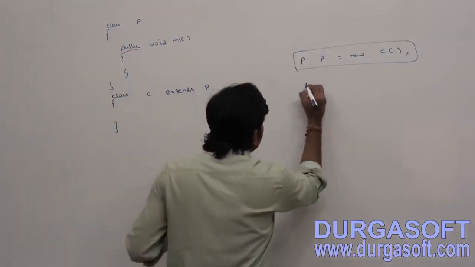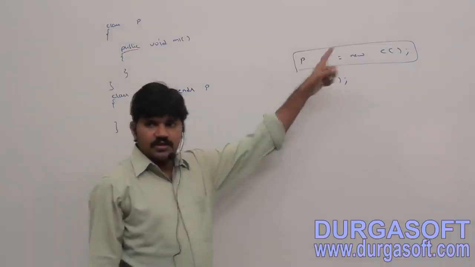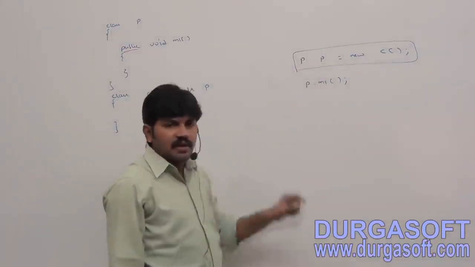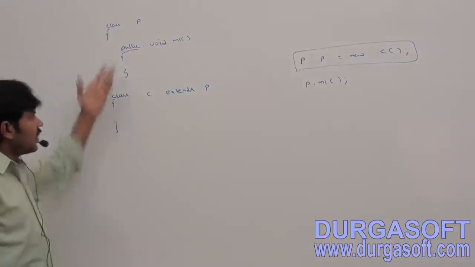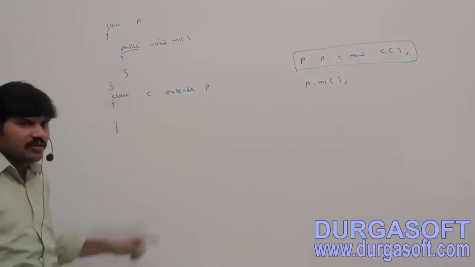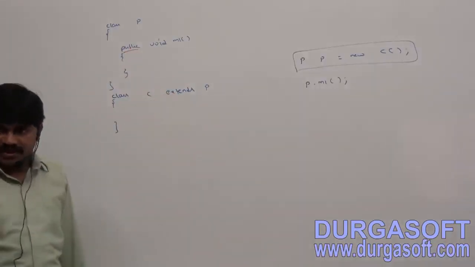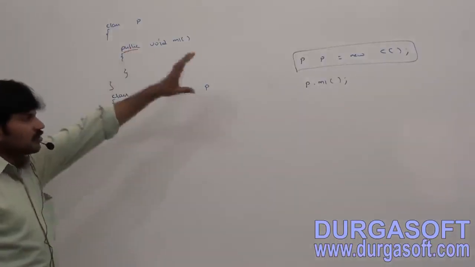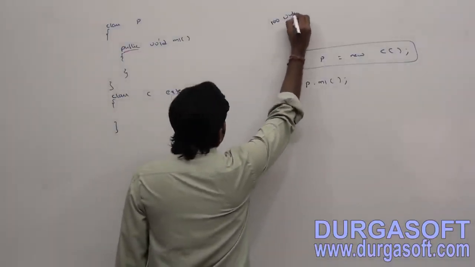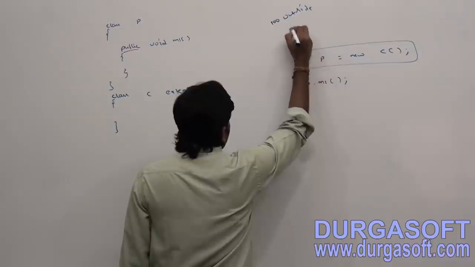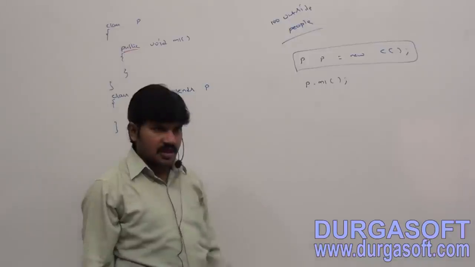Now the outside person calls p.m1(). Parent reference, child object. Then p.m1(): which method is going to be executed? I didn't override, so the parent method only, because in the child class I didn't override that method. Correct or not? Okay. Almost around 100 outside people are accessing the M1 method in this style.